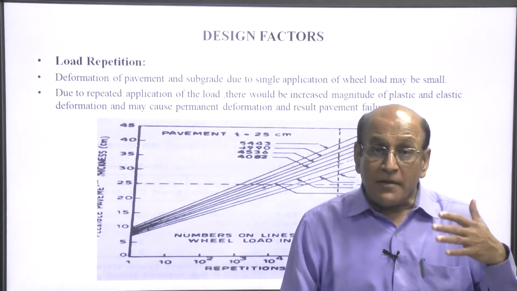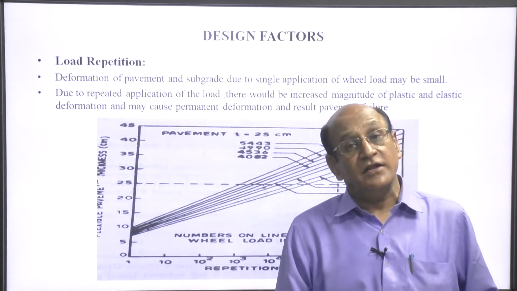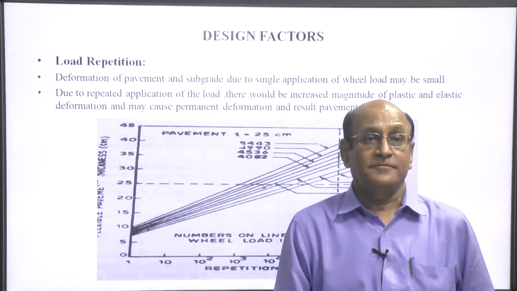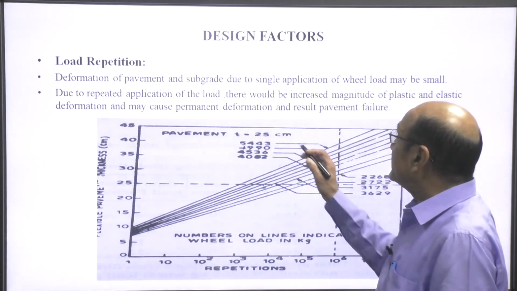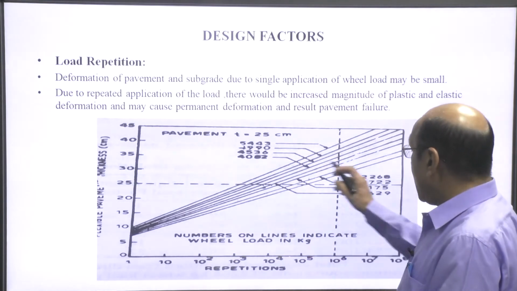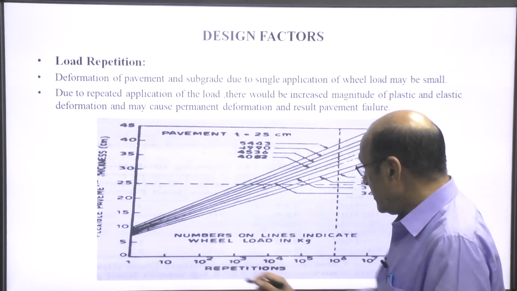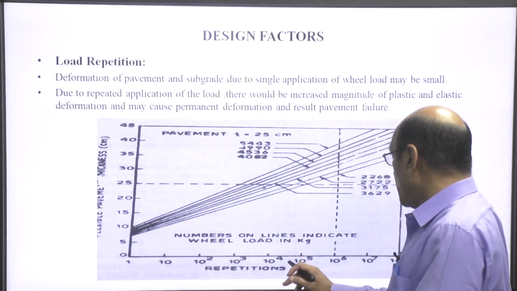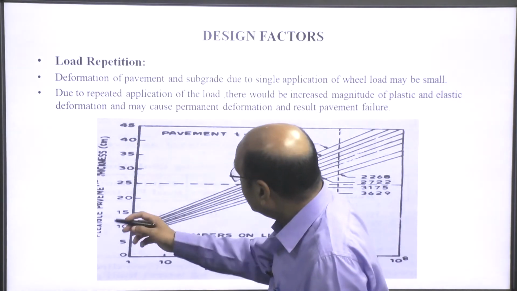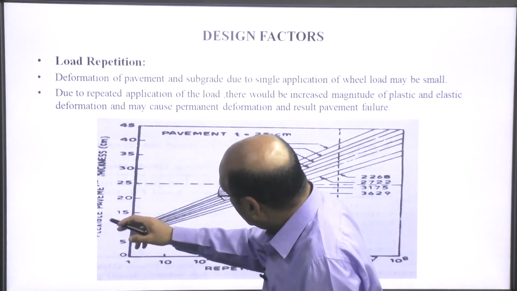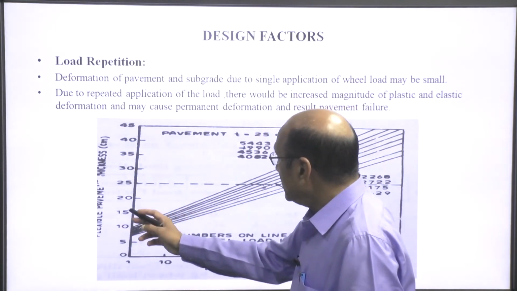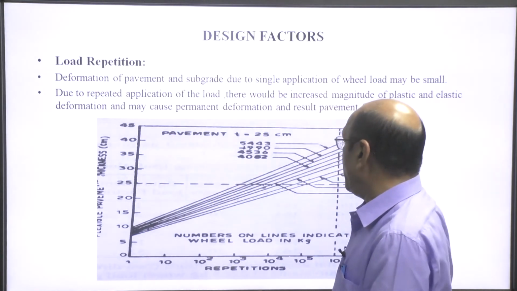So, the number of repetitions is a very important factor as far as pavement design is concerned. This is the fatigue failure. This is a graph: the repetition axis is 10, 10 squared, 10 to the power 3, 4, 5, 6, 7, 8, and this is the pavement thickness: 5, 10, 15, 20, 25 and so on up to 45.